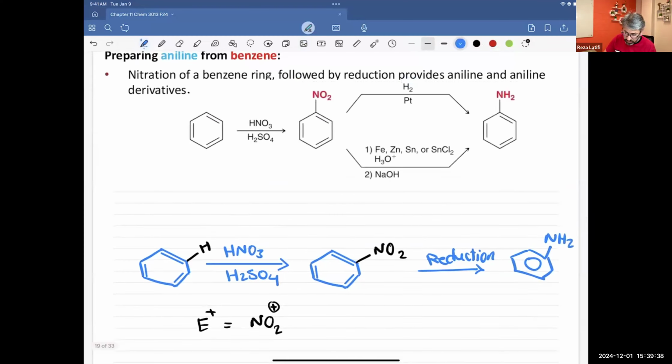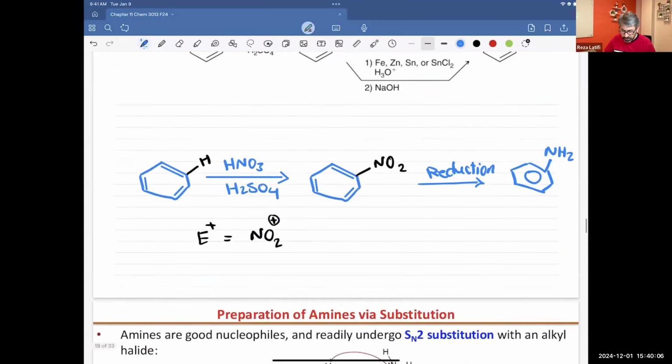For the reduction, we can use hydrogen gas in the presence of a metallic surface like platinum or nickel, or we can treat it with iron or zinc in the presence of acid, and next step, treat it with a base, and it will turn to NH2. So reduction of NO2 is going to give us a primary amine. Again, we got the primary amine.